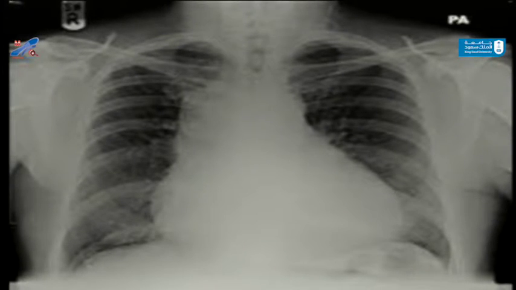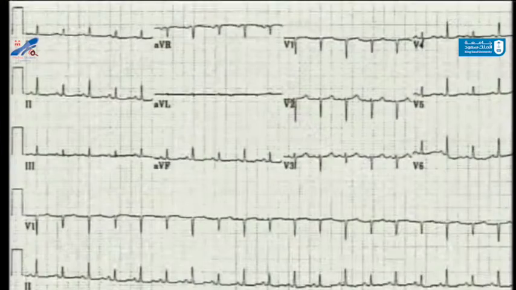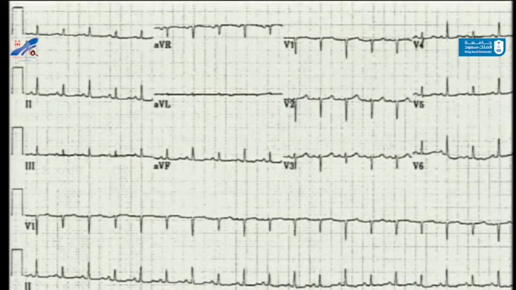So tachycardia, they call it electrical alternans, which is different QRS complex amplitude, right? Due to the fluid, so the conductivity is affected. The other thing is low voltage all over. So sinus tachycardia, electrical alternans, and low voltage all over. So cardiac tamponade. Consider it for clinical context.